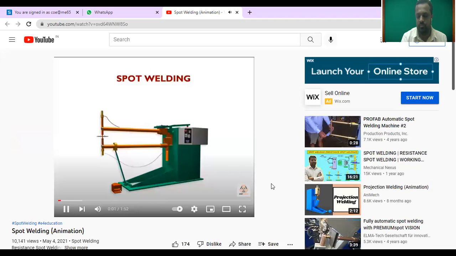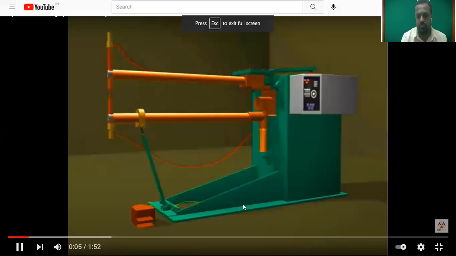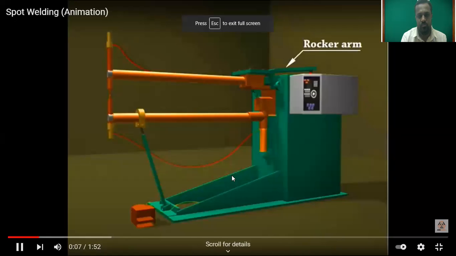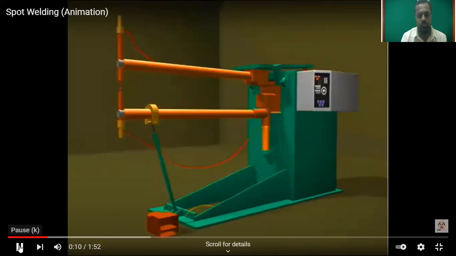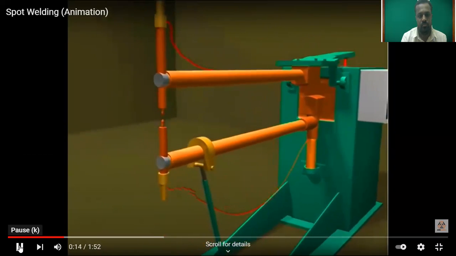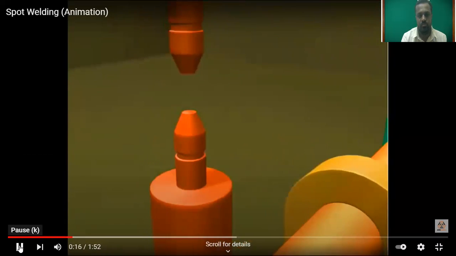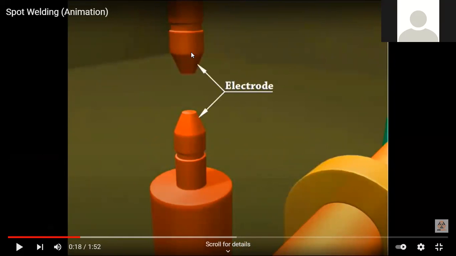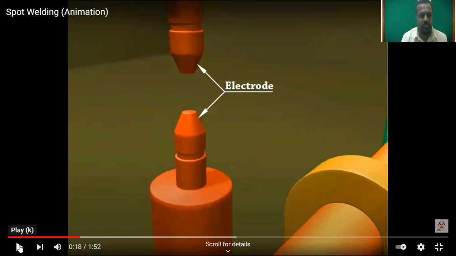Spot welding. The construction and operation of the spot welding is shown. Rocker arm, electrode. See here, my voice is audible. Yes, sir. This is the two electrodes.